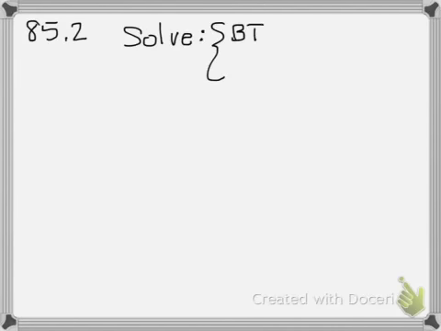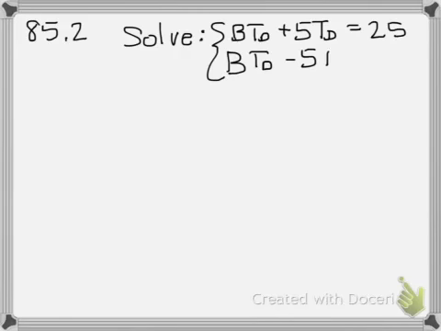Okay, let's do another example. Now, this is an example that doesn't look like what we had before with the squared, but it does have a product of two variables. You can see it has b times t sub d, plus 5 t sub d equals 25, and then b times t sub d minus 5 times t sub d equals 15. There we go.